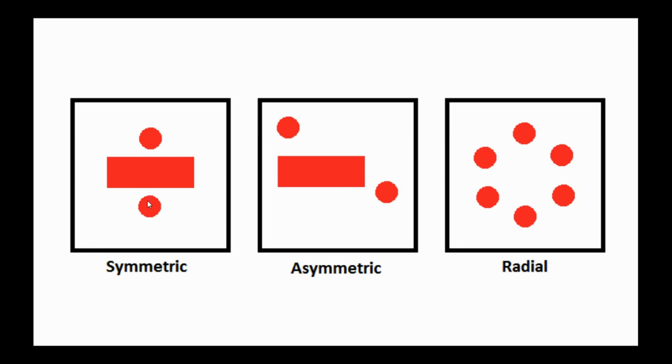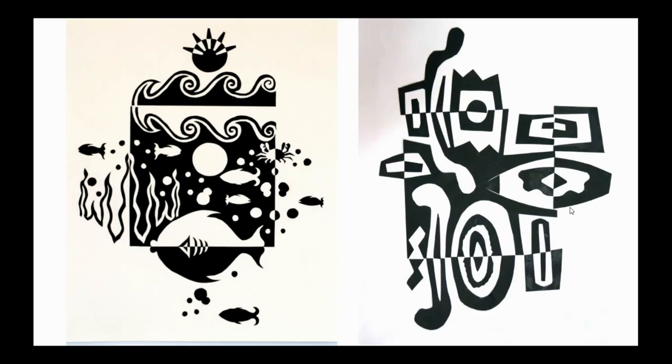Symmetrical means equal on both sides or the same. Asymmetrical means not symmetrical or different on each side. And radial means there's more than just two sides being compared. Radial means rotation. So when you rotate your artwork or your design, it will recreate itself.